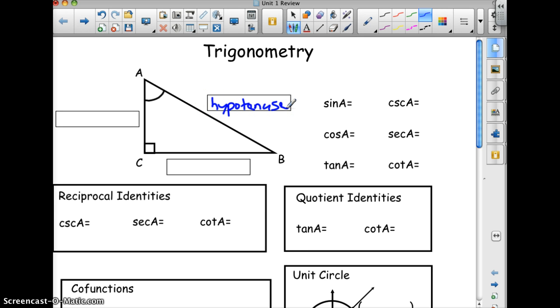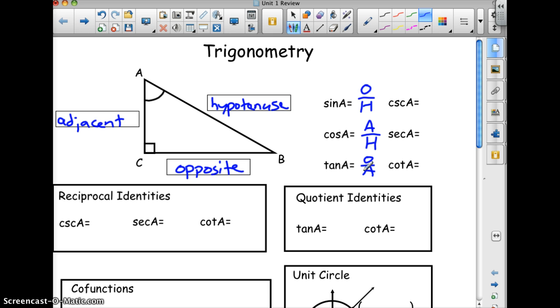From this angle A, if you look across, that's the opposite side. And this side over here, the leftover, is the adjacent side, right? And we have "some old horse caught another horse taking oats away," or SOHCAHTOA. The sine is the opposite over the hypotenuse. The cosine is the adjacent over the hypotenuse. The tangent is the opposite over adjacent.